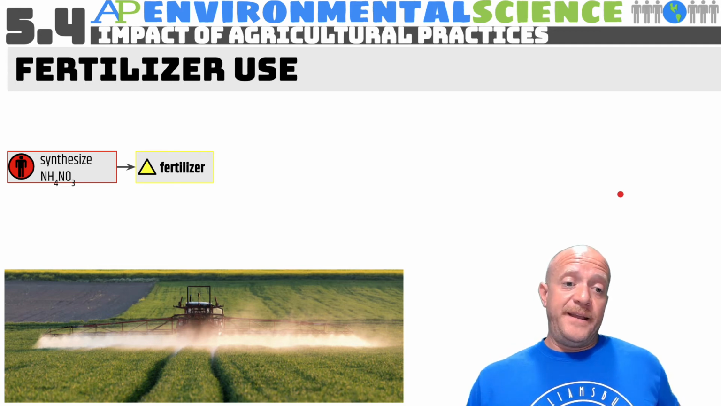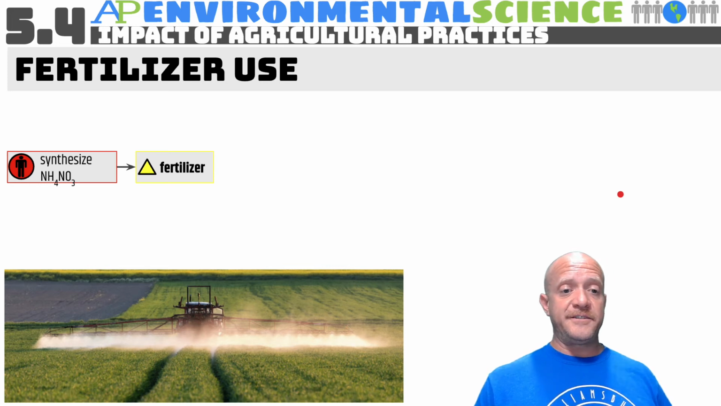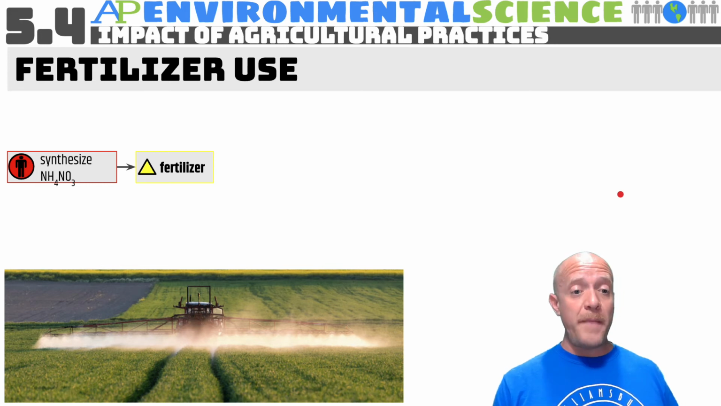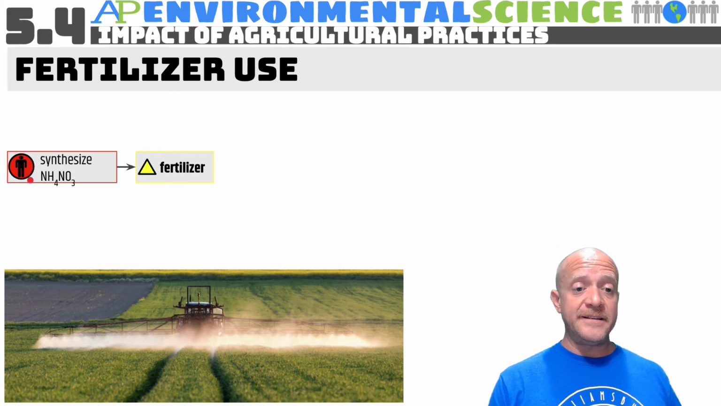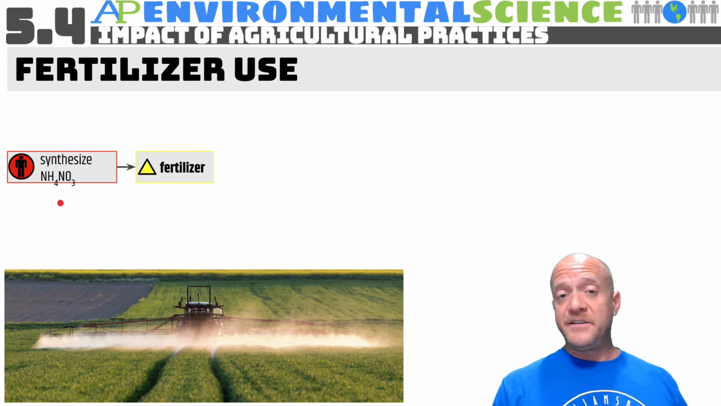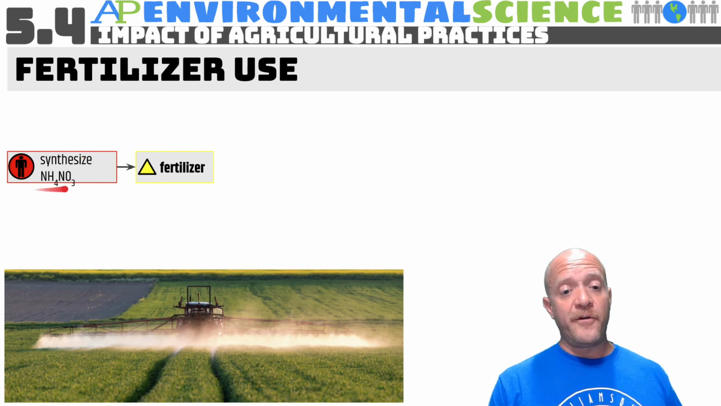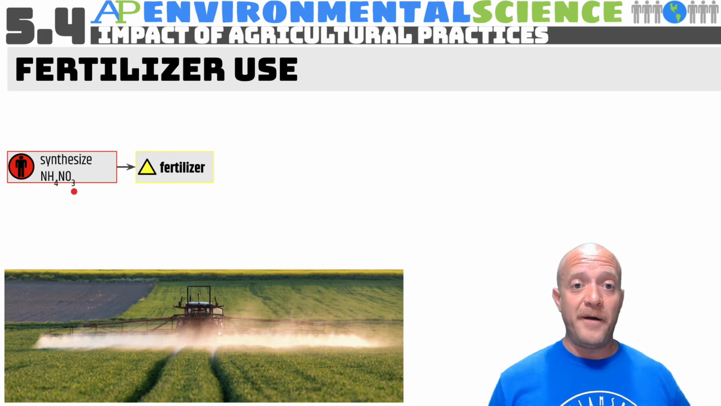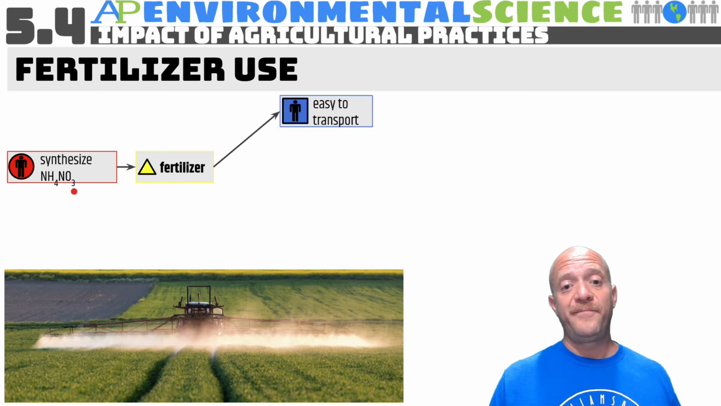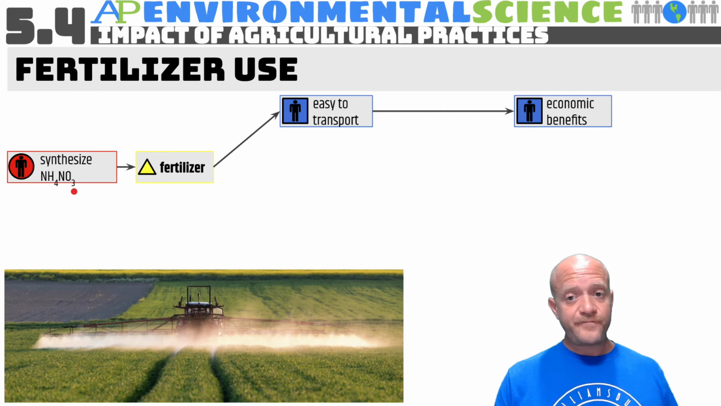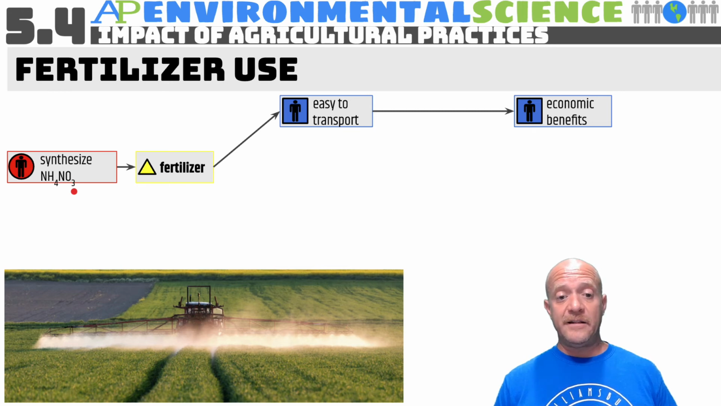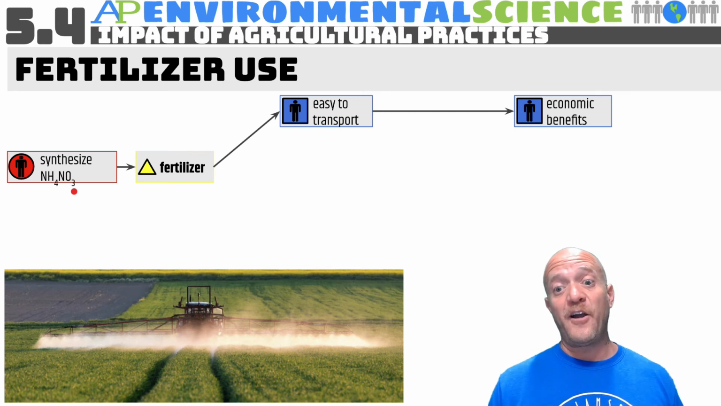Another thing we might do is use fertilizers. In order to fertilize something, we first have to synthesize, or make, ammonium nitrate. Ammonium nitrate is produced in a laboratory using fossil fuels. This is a common form of fertilizer that is used. It provides very nitrogen-rich molecules to the soil. It is easy to transport, which can reap economic benefits. That can show itself in the lowered cost of produce, but it can also increase the profits for the farmers.